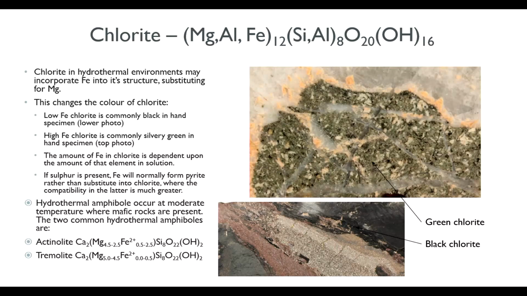But just be wary, we can get different colours of chlorite depending on its iron content. So low iron chlorite is black or dark. High iron is that sort of greeny colour. And then, if we have some sulphur, we might get pyrite. So we've got some pyrite there, maybe not so much. But here's an example of black chlorite versus green chlorite. So just be wary of that.